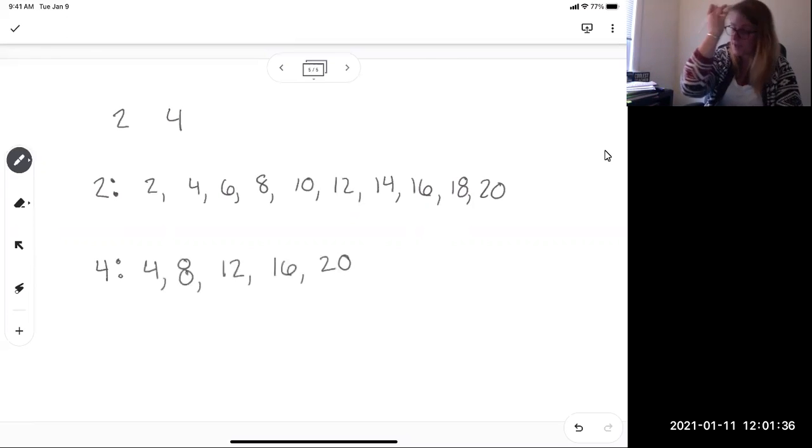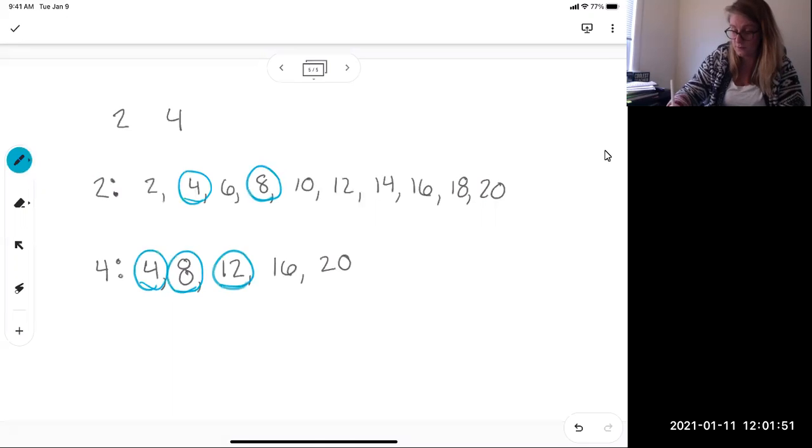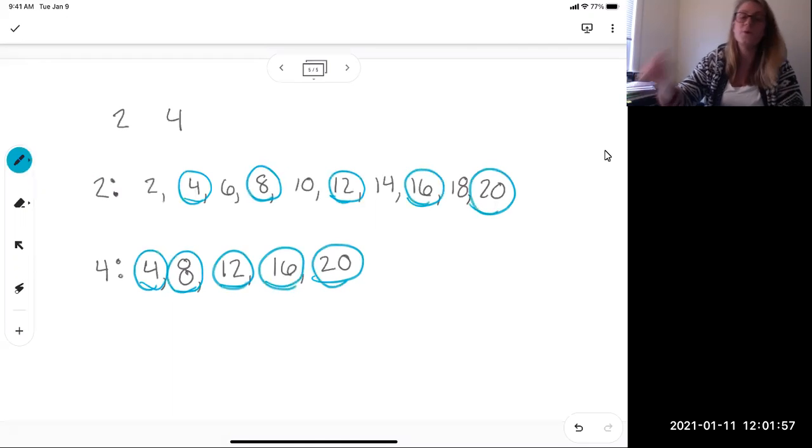So let's circle our common multiples of these 2 numbers. 4 is a common multiple, 8, 12, 16, and 20. Well, when we're finding our common multiples, ultimately we will be looking for the least common multiple.